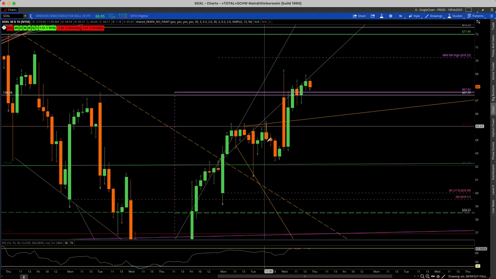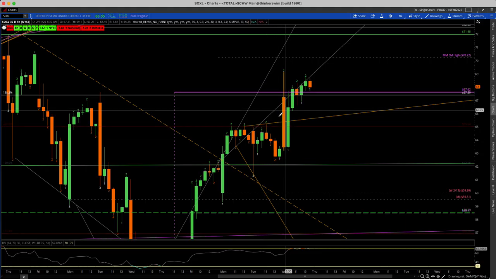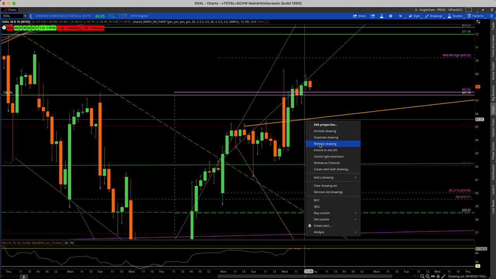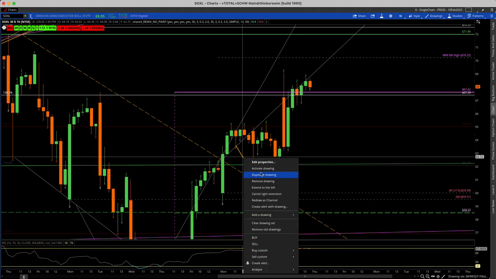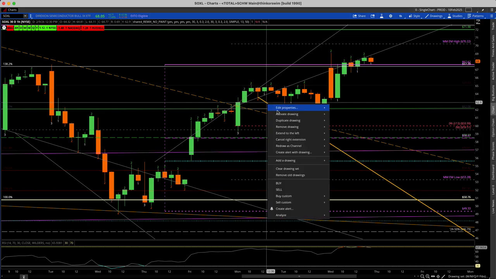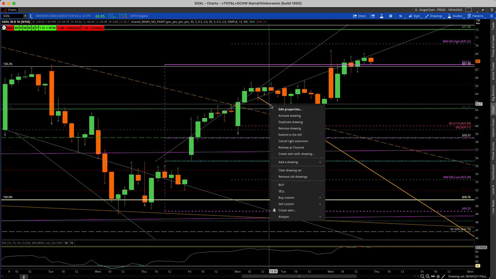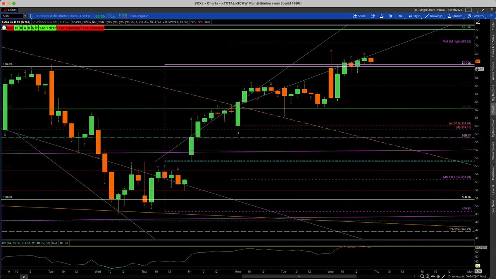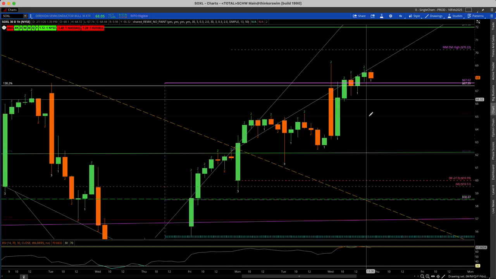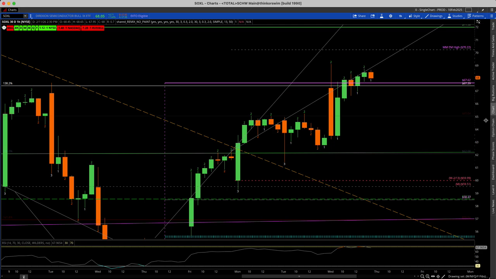So we had that broadening formation, and we've obviously broke above that, but we haven't set the higher low on the 1 hour yet. So as crazy as it may seem, we could still continue this broadening formation on the 1 hour chart, right? We've got some more economic data to come out tomorrow morning.